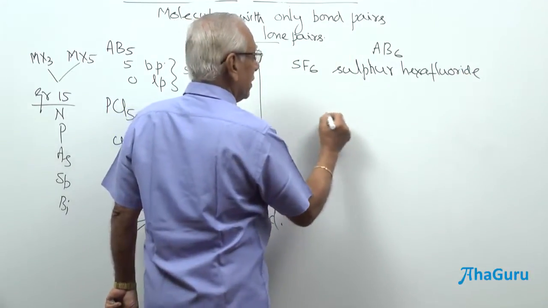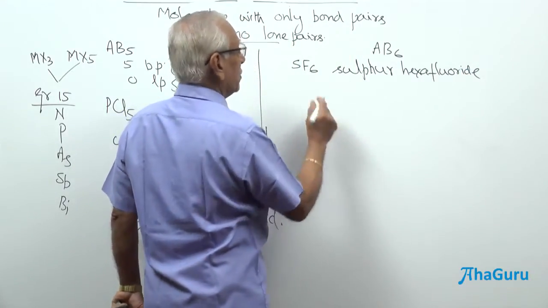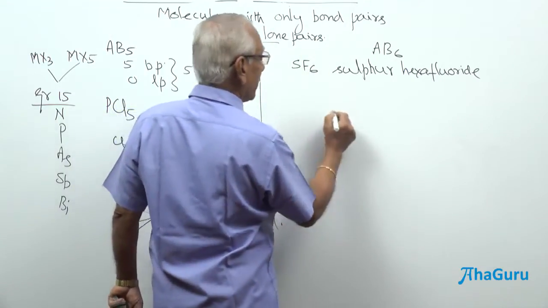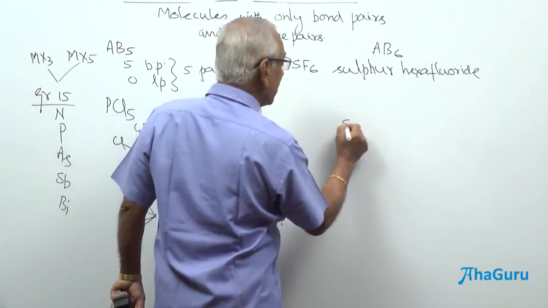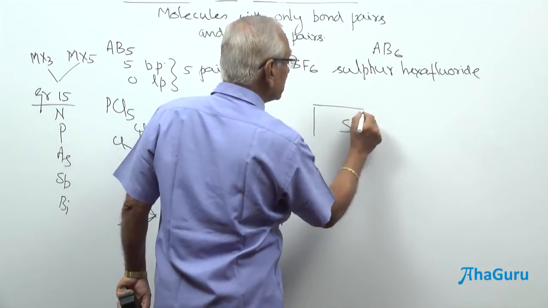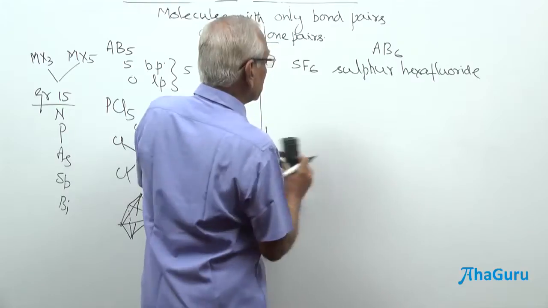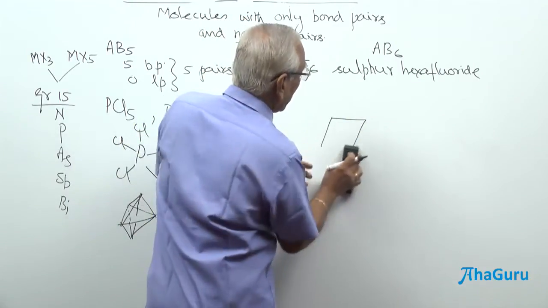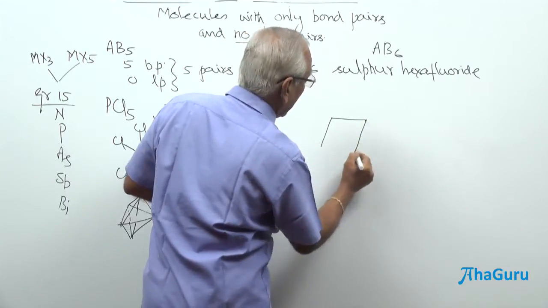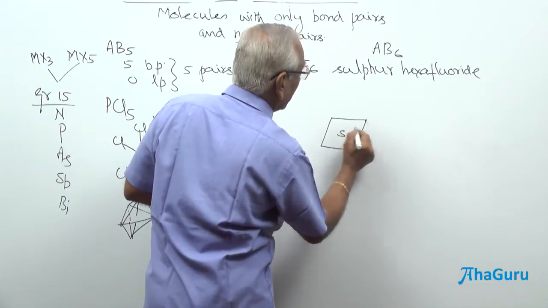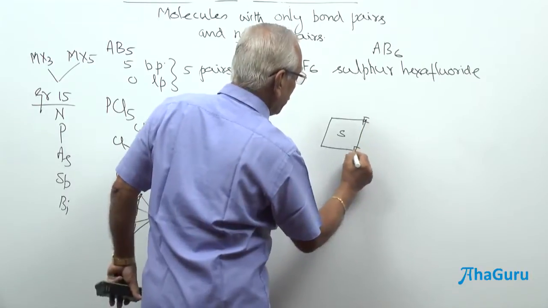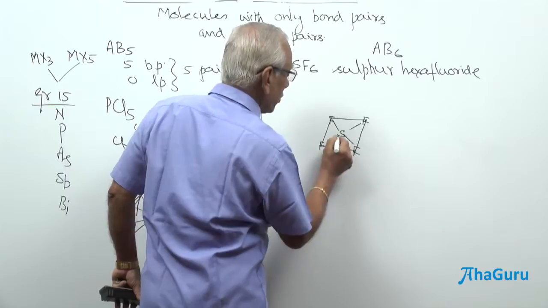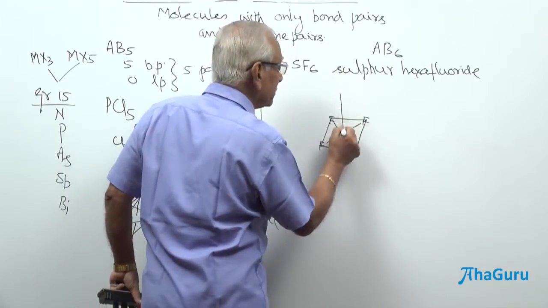Now, how do I place? All of them are bond pairs. There is no lone pair. Now, sulfur, I'll draw a square and keep sulfur in the center and 4 fluorine atoms on the corners of the square. So these are the 4 bond pairs.